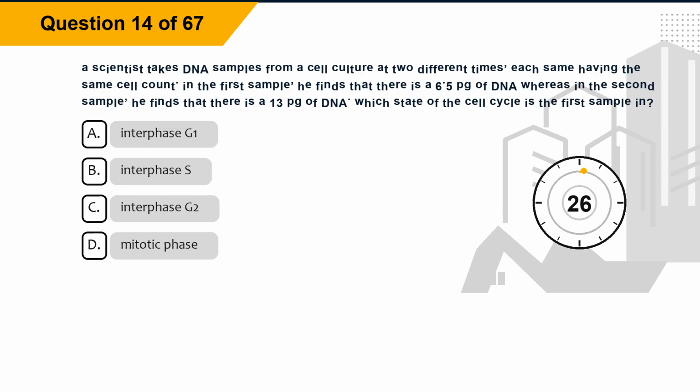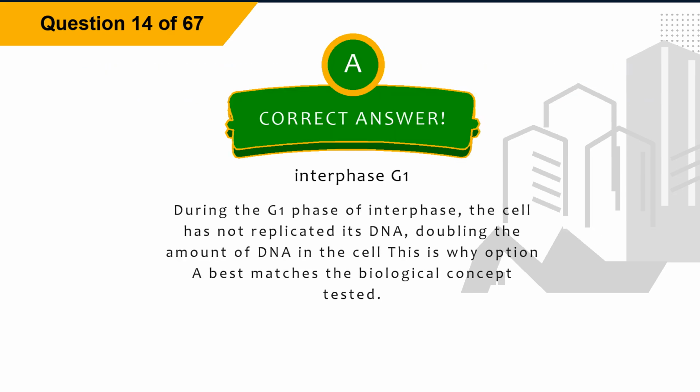Question 14. A scientist takes DNA samples from a cell culture at 2 different times, each having the same cell count. In the first sample, he finds that there is 6.5 pg of DNA, whereas in the second sample, he finds that there is 13 pg of DNA. Which stage of the cell cycle is the first sample in? Option A, interphase G1. Option B, interphase S. Option C, interphase G2. Option D, mitotic phase. The correct answer is option A, interphase G1. Explanation. During the G1 phase of interphase, the cell has not replicated its DNA, doubling the amount of DNA in the cell. This is why option A best matches the biological concept tested.